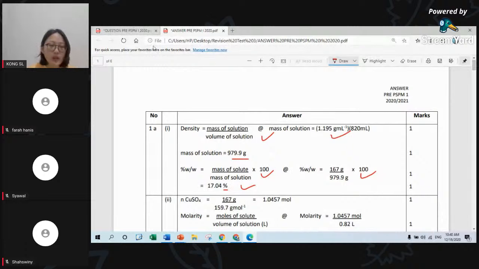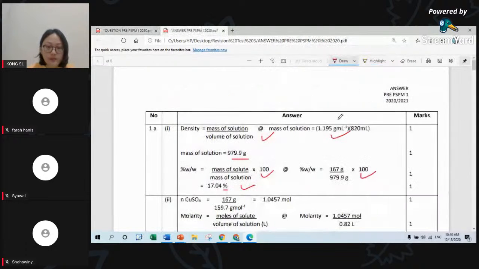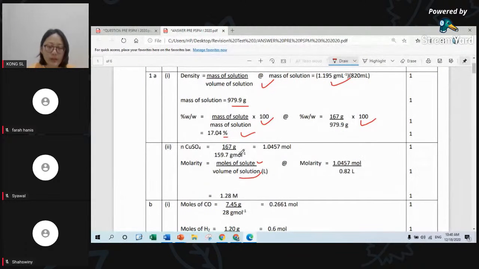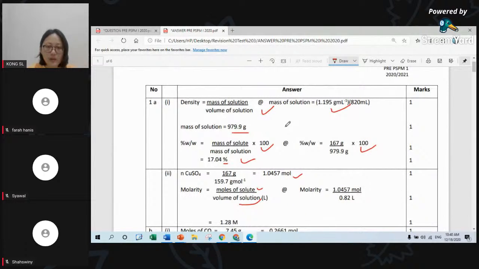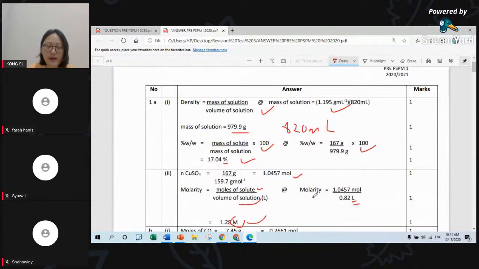Okay, so the question asks about molarity. So you must know what is the formula of molarity. Mole of solid over volume of solution. Solid, yes, you know already. Mole, you can find out, you know the mass. So you divide by the molar mass, you get the number of mole. Volume, yes, you know already. 820 mL. So what are you going to do? Must change to liter. Again, formula, substitution, final answer with unit, capital M, or mole per liter. Okay, so total 7 marks.